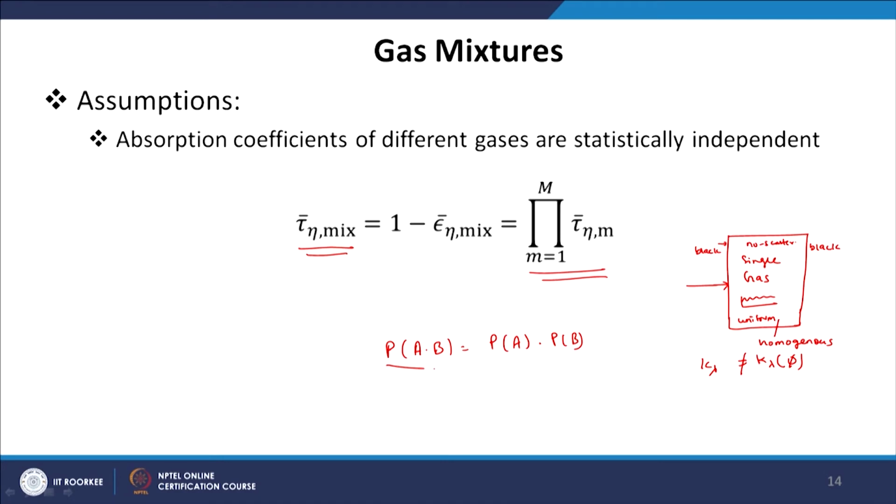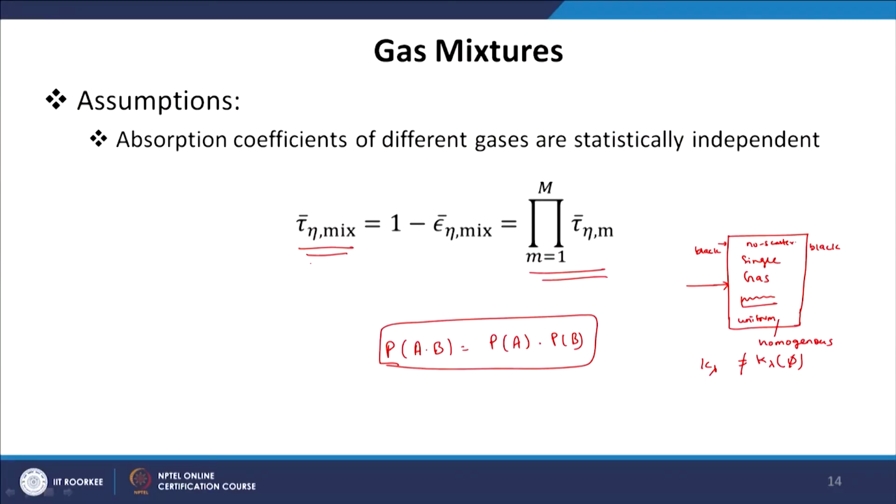Based on probability theory, now we have assumed here random location of lines. So, it turns out that we can apply this relation for a mixture of gases also. The mean transmissivity of the mixture is equal to the mean transmissivities of the individual gases multiplied together. So, we can solve for a gas mixture very easily using this assumption.